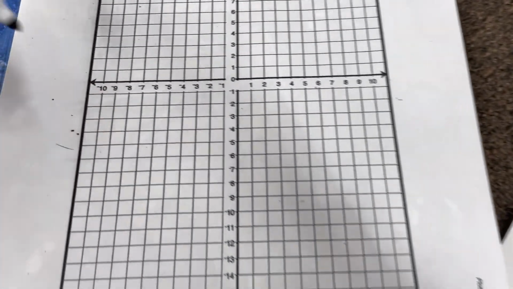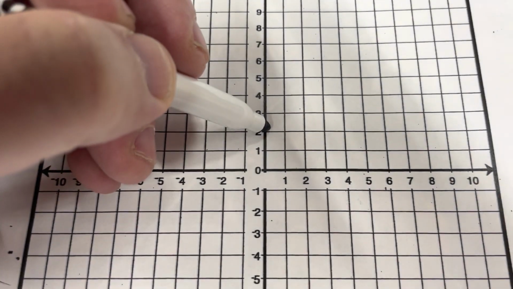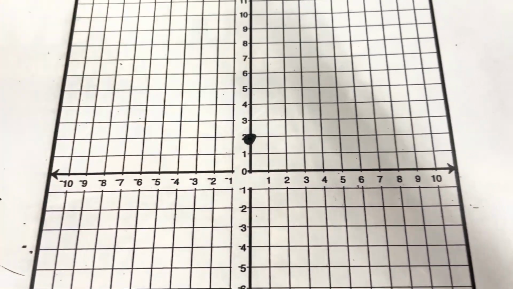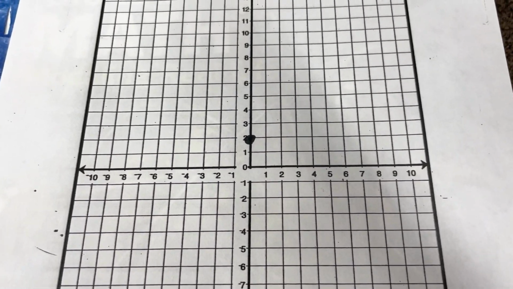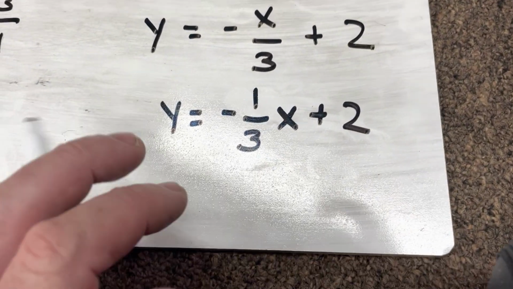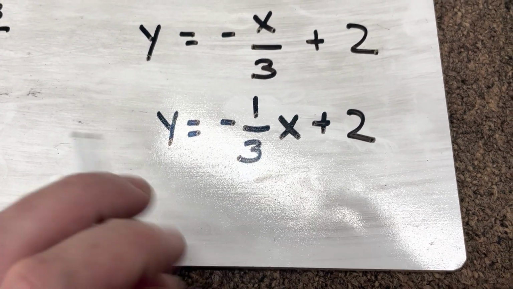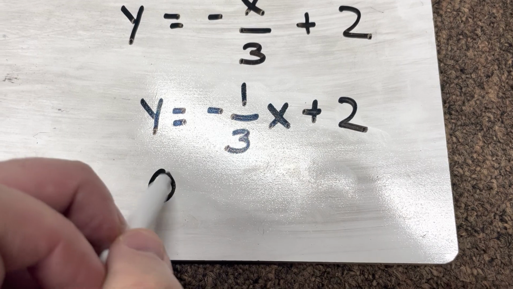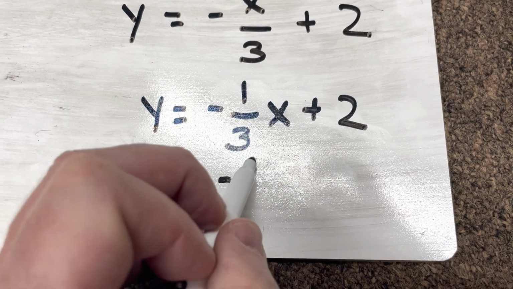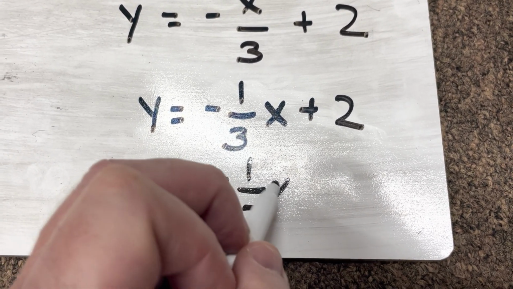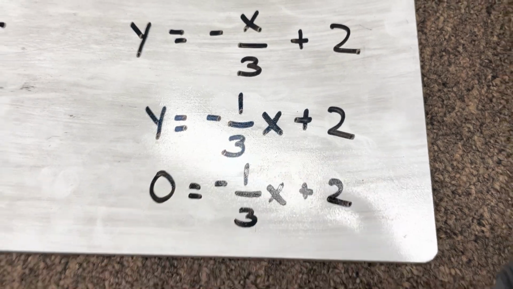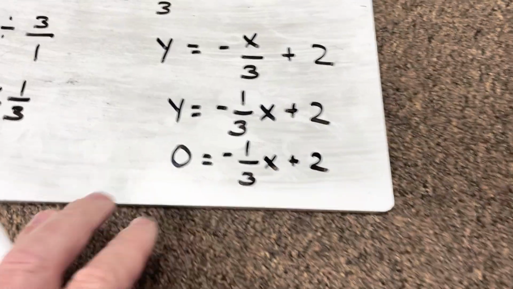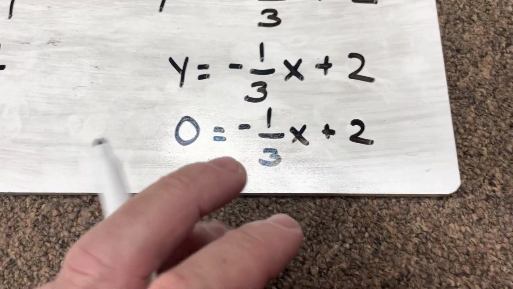So I'm going to come over here to my graph. My y-intercept is 2. I'm going to go ahead and put my point there. Now I need to figure out the x-intercept. And remember, to figure out the x-intercept, I make y 0. So I know now that 0 equals negative 1/3 x plus 2.